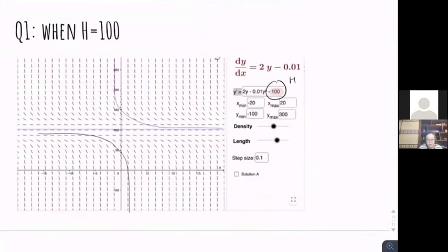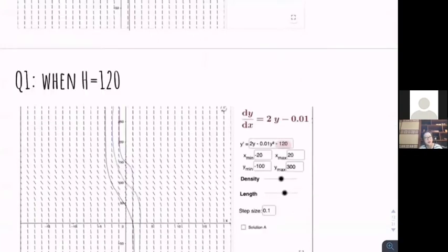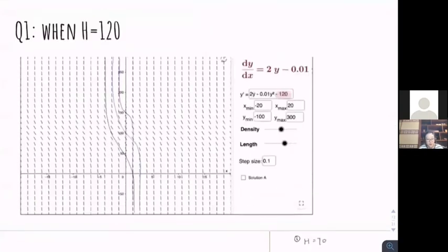These three lines: black line 42, blue line 101, purple line 150. And the last one is when h equals 120. This is a slope field I drew, and here are the three intercepts. I hope that makes sense.